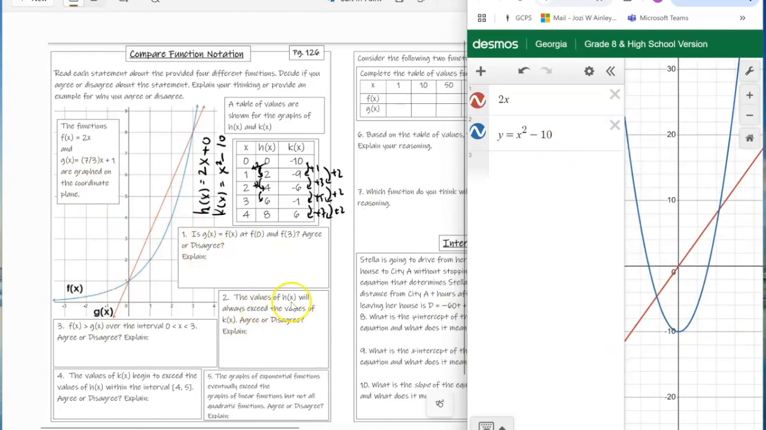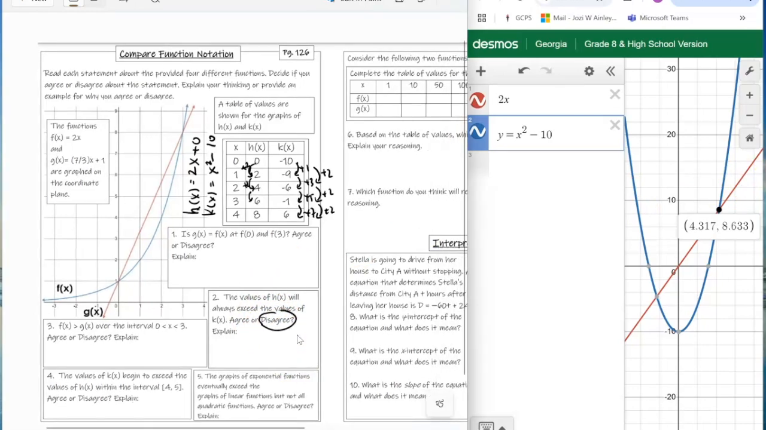The values of h of x. So h of x is the linear one. So the red line always exceeds the blue line. That's not true. It exceeds the blue line where it's above. That's what exceeds means. Right here, from here to here, it exceeds the blue line because the blue line is underneath it. But after this point right here, the blue line exceeds the red line. In other words, the blue line is above the red line. So I disagree with this statement.